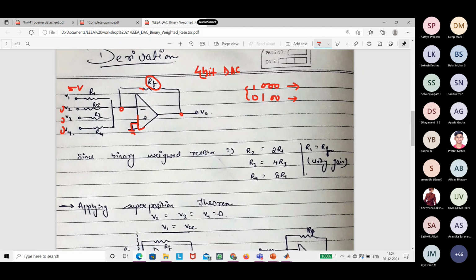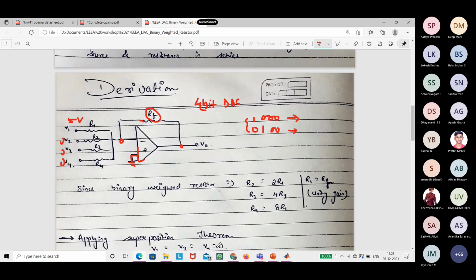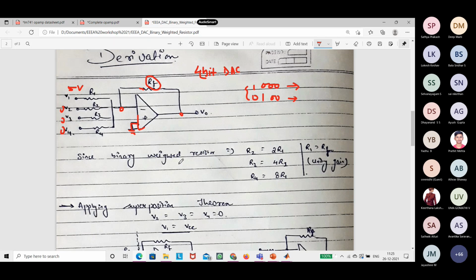So for now we have this circuit, and if you remember, we called it binary weighted resistor. What that means is we'll have the resistors in the order of 2 raised to the power n. Since R1 is the first resistor, I could choose say 10k, right? Then my R2 needs to be 2 times this 10k, so that is 20k.